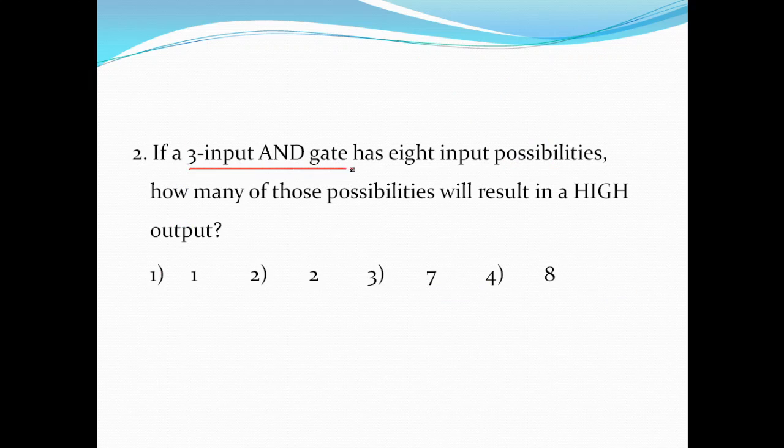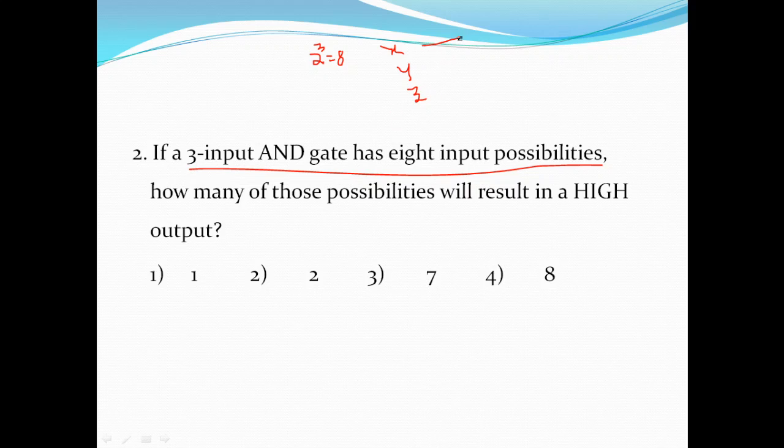Now, a 3 input AND gate has 8 input possibilities, right? We have x, y, z as the 3 input variables. With the help of these variables we can have 2 power 3 combinations of inputs, and 2 power 3 is equal to 8. Okay, 8 possibilities are there.